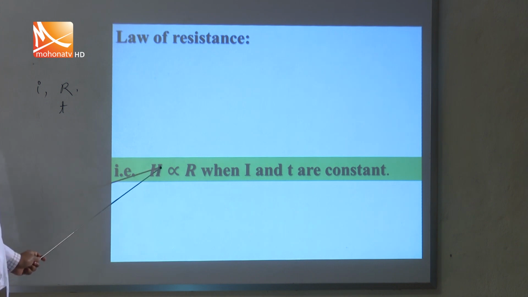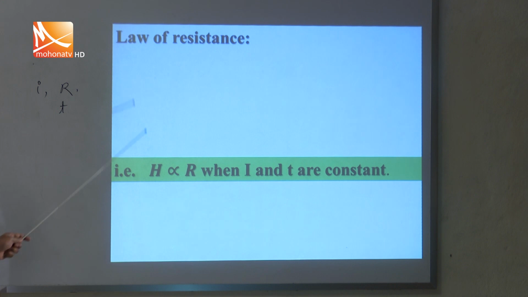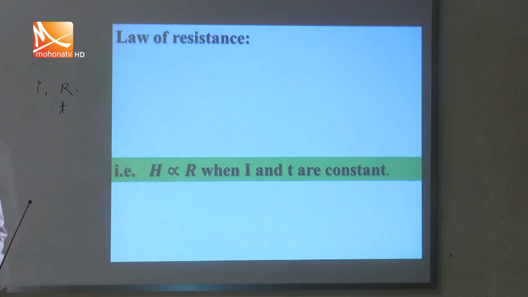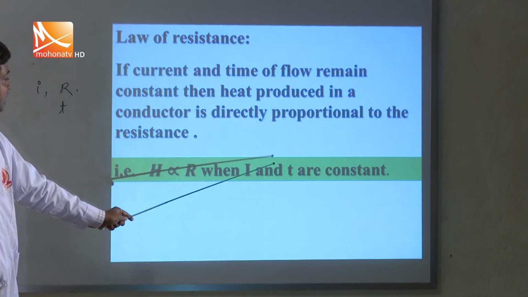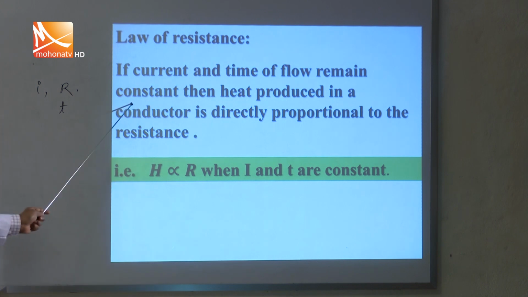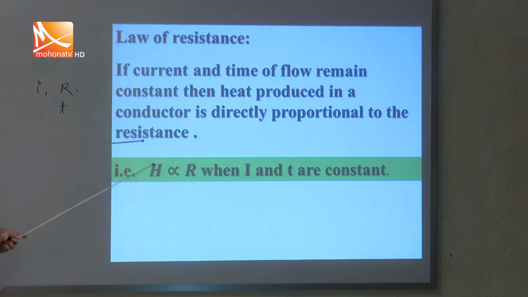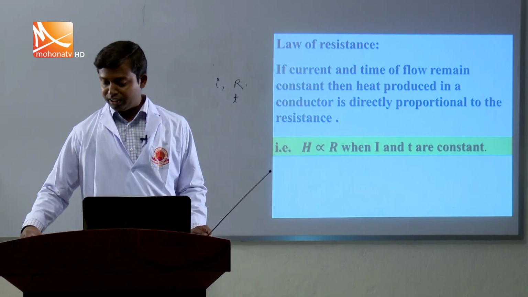produced or generated heat is directly proportional to the resistance. In this case, all other quantities, that is current and time, must remain constant. Then what will be the language? If the current and the time of flow remain constant, then heat generated or produced in a conductor is directly proportional to the resistance. That means the more the resistance, the more the heat produced.